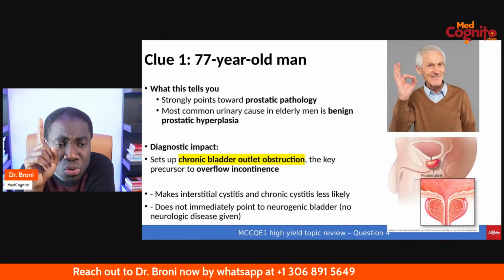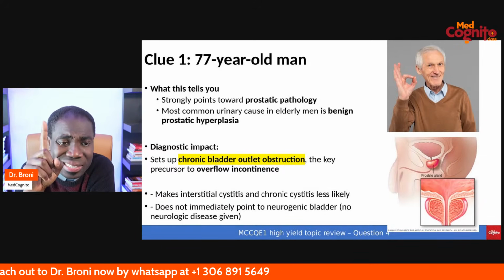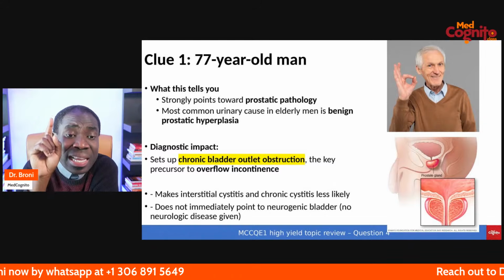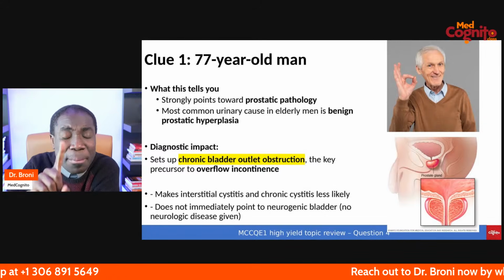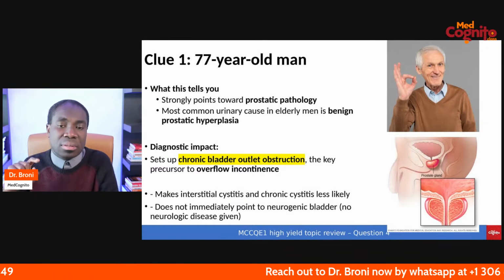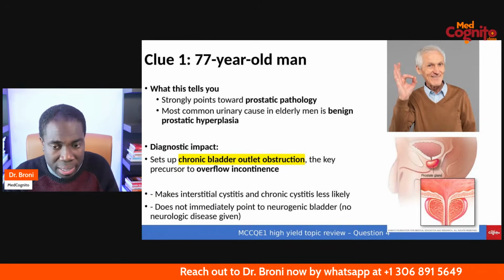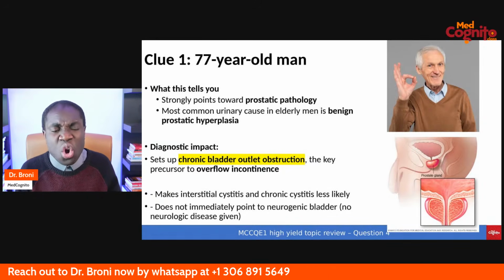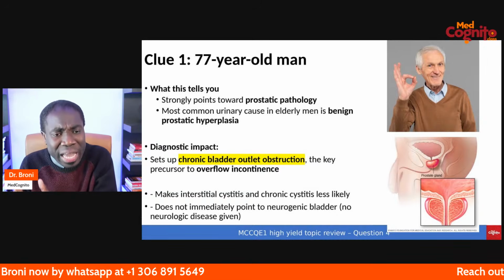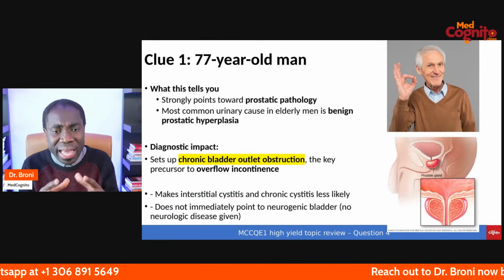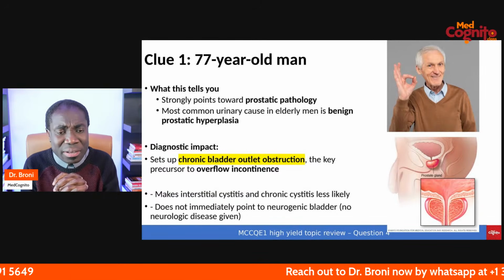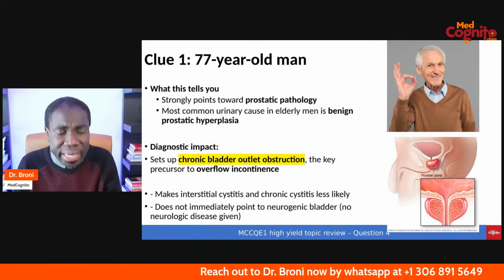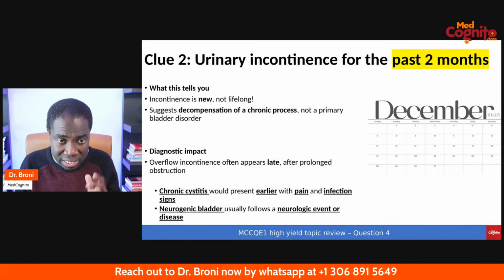And one clue you should note in a question stem with neurogenic bladder is that the patient will have some neurologic symptoms. Or maybe you'll be told that the patient might have had a stroke or long-standing poorly controlled diabetes, and therefore the bladder detrusor muscles are not responding to the innervation in the bladder.